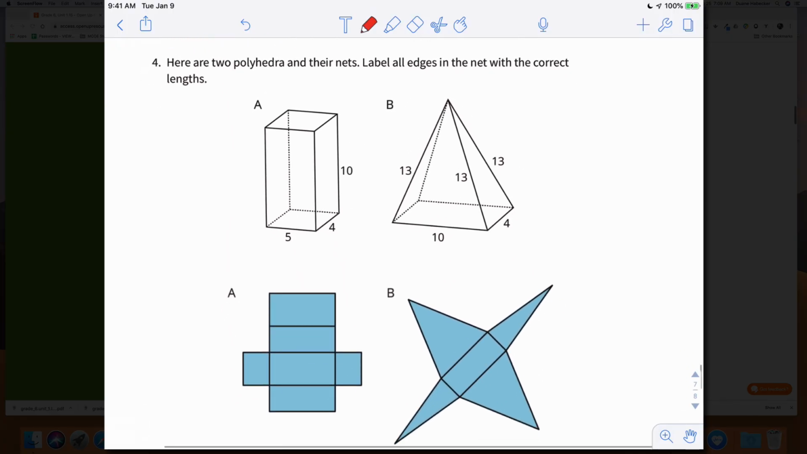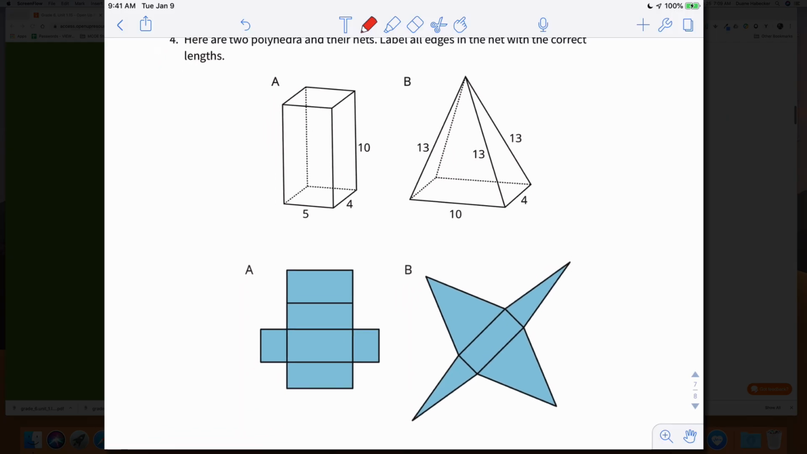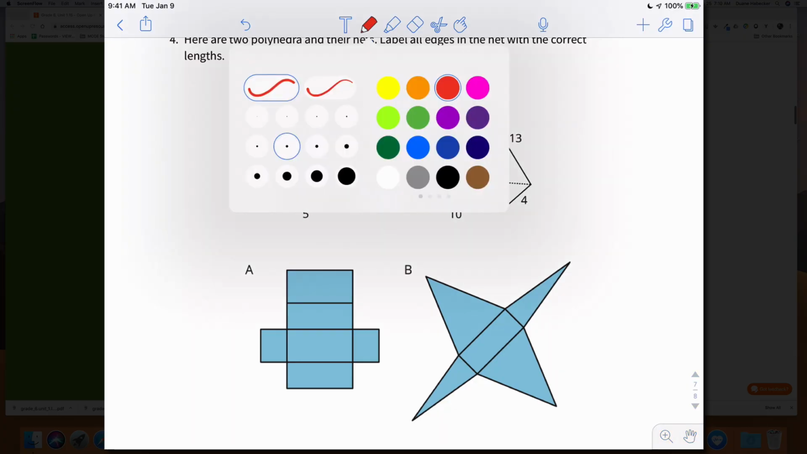So here are 2 polyhedra and their nets. Here's our polyhedra, here's our nets, and we're supposed to label all the edges in the net with the correct lengths. All right. Ooh, my goodness. So A goes to A. All right. So let's take a look. So our job is, let's do it in red.